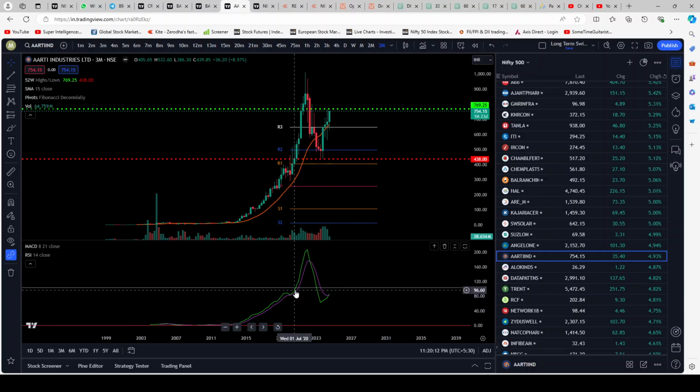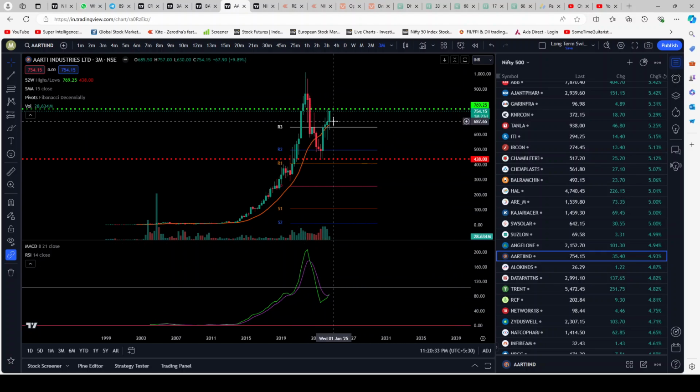The first time it went above this 50% was somewhere over here. It was at about 450 rupees, somewhere over here in July 20. Then it went all the way up to 1,000 rupees in 21. In 1 year it doubled. Then it started falling again.